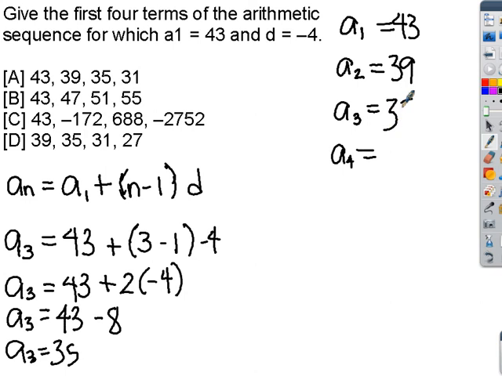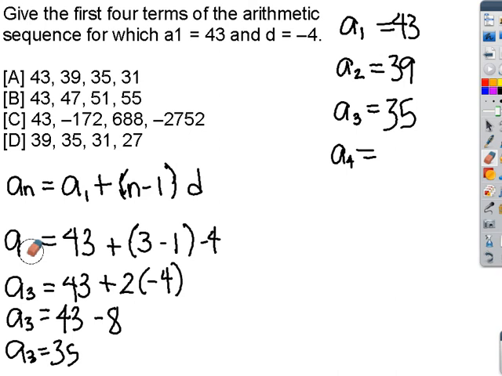You're probably seeing the pattern by now. What we're doing is just subtracting 4 every time. So go ahead and make your guess about what a sub 4 is going to be. You got your guess? Okay. I've got mine. Now I'm going to go back over here, and everywhere that I had a 3, what am I going to replace that with? Yeah, a 4.